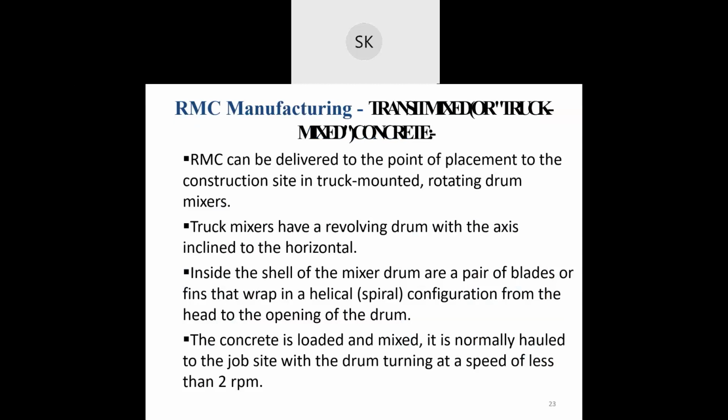Truck mix concrete. In truck mix concrete, it can be delivered to the point of placement at the construction site in truck-mounted rotating drum mixers. Truck mixers have a revolving drum with the axis inclined to the horizontal. Inside the shell of the mixer drum are a pair of blades or fins that wrap in a helical configuration from the head to the opening of the drum. The concrete is loaded and mixed. It is normally hauled to the job site with the drum turning at a speed of less than 2 rpm.